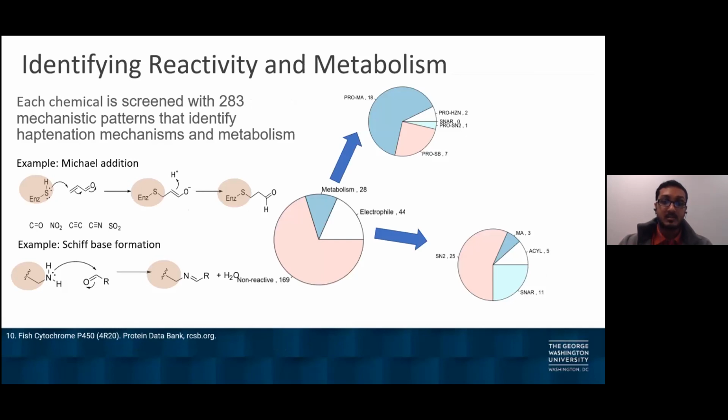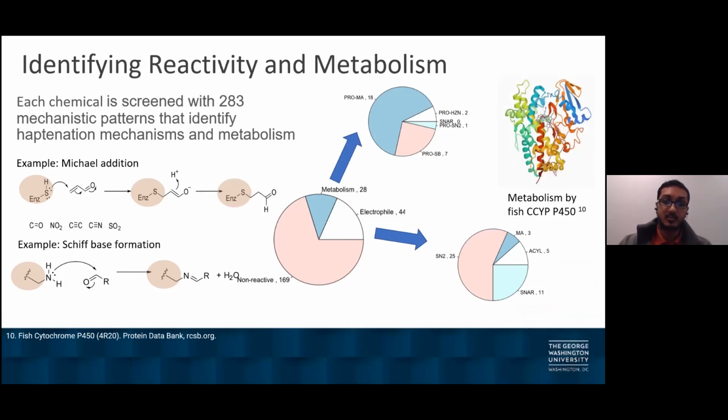So in addition to the ADME properties, each chemical was screened for mechanistic patterns to identify potential transformation pathways. Shown here are examples of Michael addition and shift-based formation transformations, which are relevant for endpoints such as mutagenicity, sensitization, or oxidative stress. We can also assign specific mechanisms as well as metabolic transformations as shown in the middle pie charts. The fish cytochrome P450 on the right is an example of a proxy that would be screened using the protein for phase 1 metabolism.